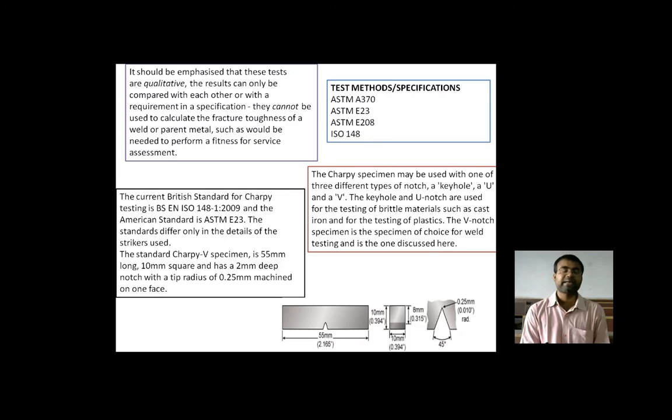It should be emphasized that these tests are qualitative and the results can only be compared with each other or with a requirement in a specification. They cannot be used to calculate the fracture toughness of a weld or parent metal, such as would be needed to perform a fitness for service assessment.